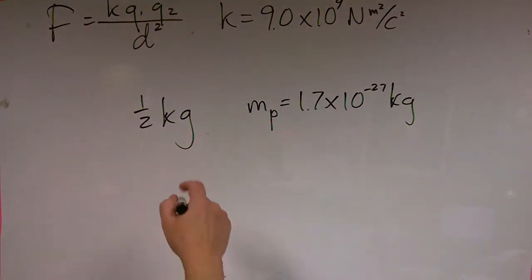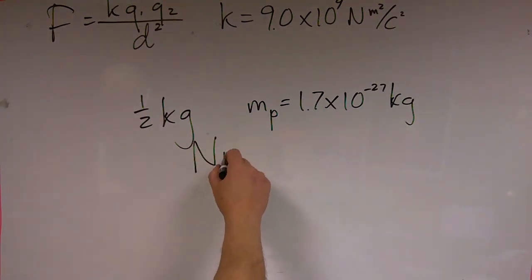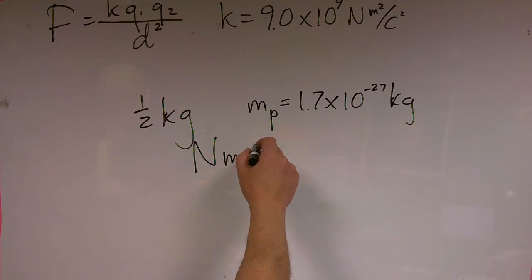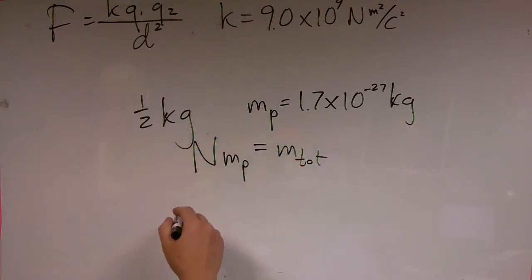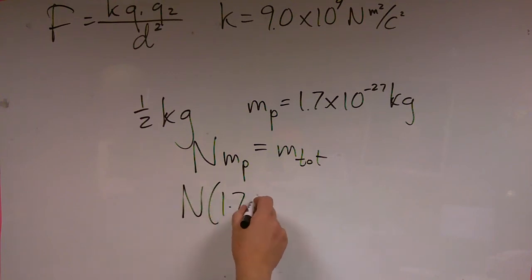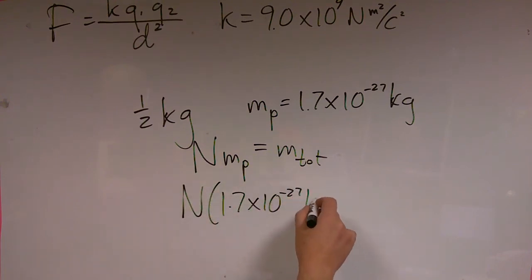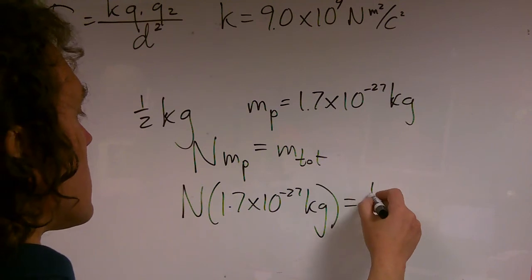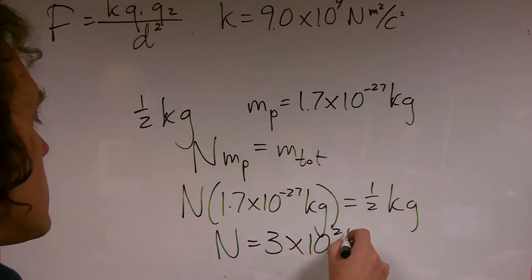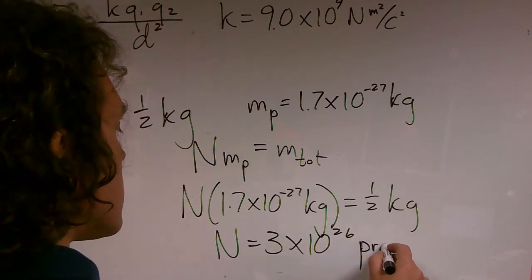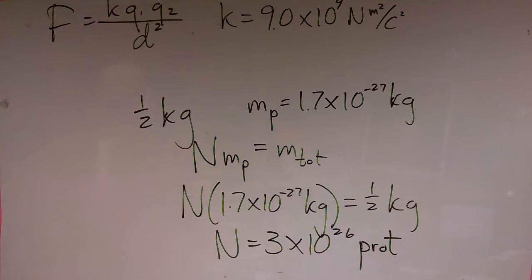We can figure out the number of protons this way, because the number of protons times the mass of one proton is equal to the total mass, which in our case is half a kilogram. If you do this, you get about 3 times 10 to the 26 protons. So that's the number of protons in half a kilogram of normal matter.